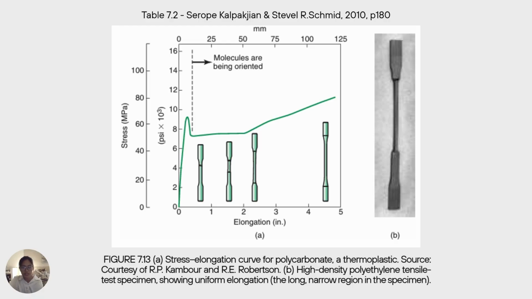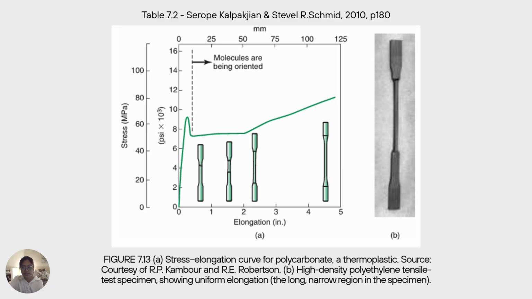This figure illustrates how thermoplastics behave under tensile loading, specifically polycarbonate in the stress elongation curve shown on the left, and high-density polyethylene in the specimen photo on the right. So for the stress elongation curve for polycarbonate, in the graph, the horizontal axis shows elongation, or how much the specimen stretches under tension, and the vertical axis shows stress, the applied load per unit area.